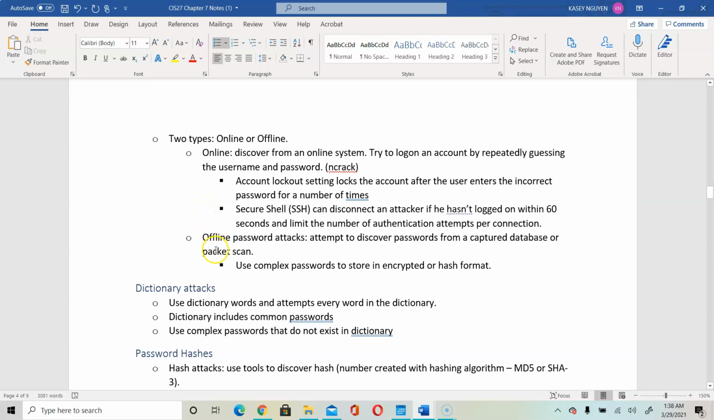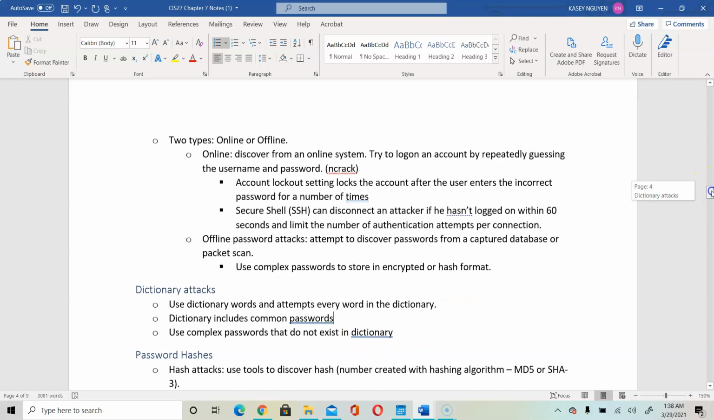With the dictionary attack, the attacker would simply use common words or known dictionary words, and the dictionary can include names, places, and it can use different languages.